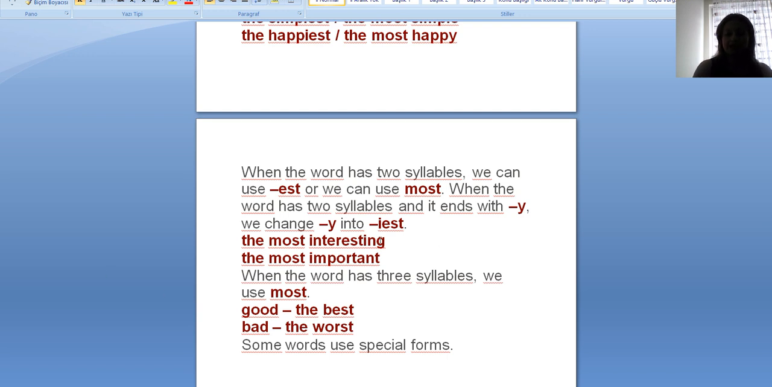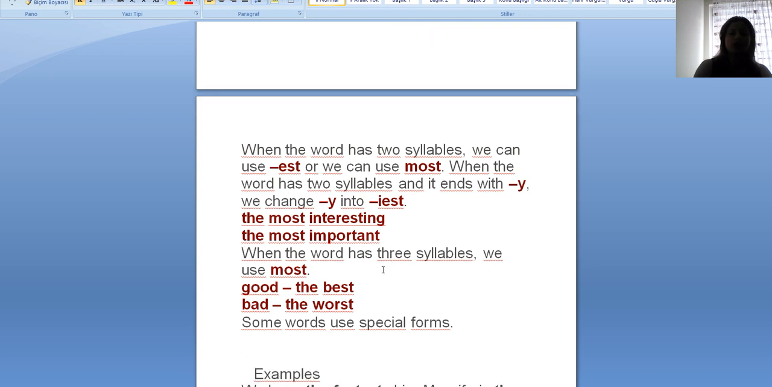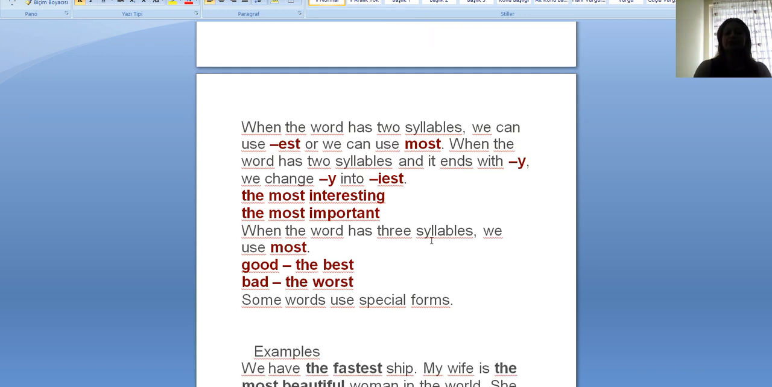The most interesting, the most important. When the word has 3 syllables, we use "the most." Good, the best. Bad, the worst.